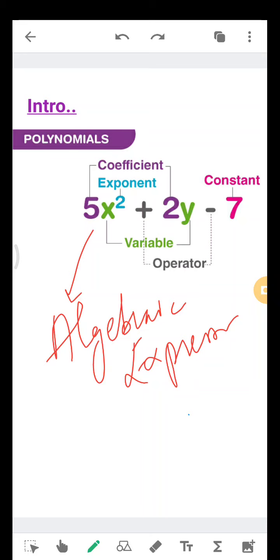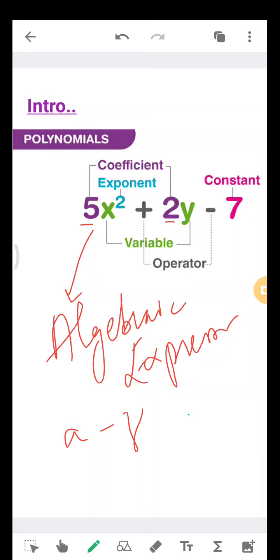You can have a look at these numbers, okay, they are called coefficients. This 5 is called the coefficient of x square and this 2 is called the coefficient of y, and this 7 is a number which is called a constant because it doesn't have any variable. Now what is a variable? A variable is an alphabet, x square or y square, whatever you take. Variable can be any alphabet from a to z, that is lowercase a to z.